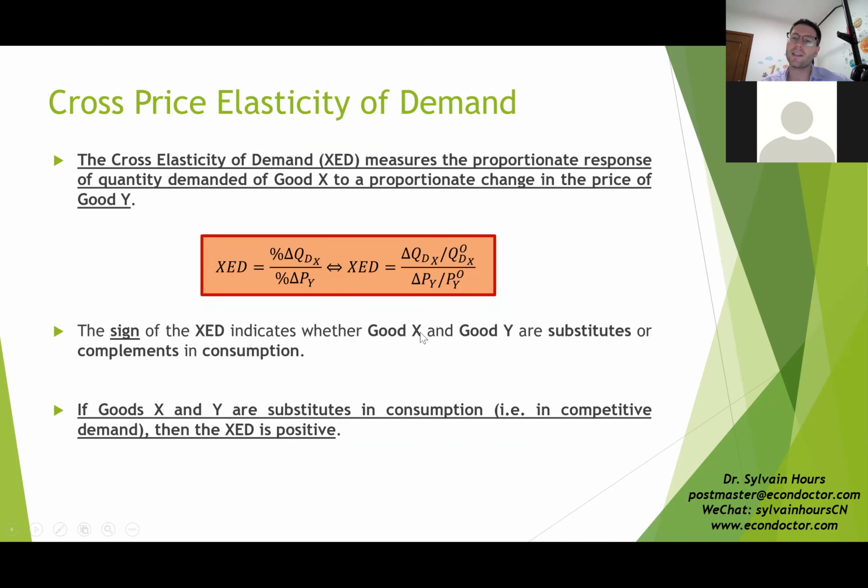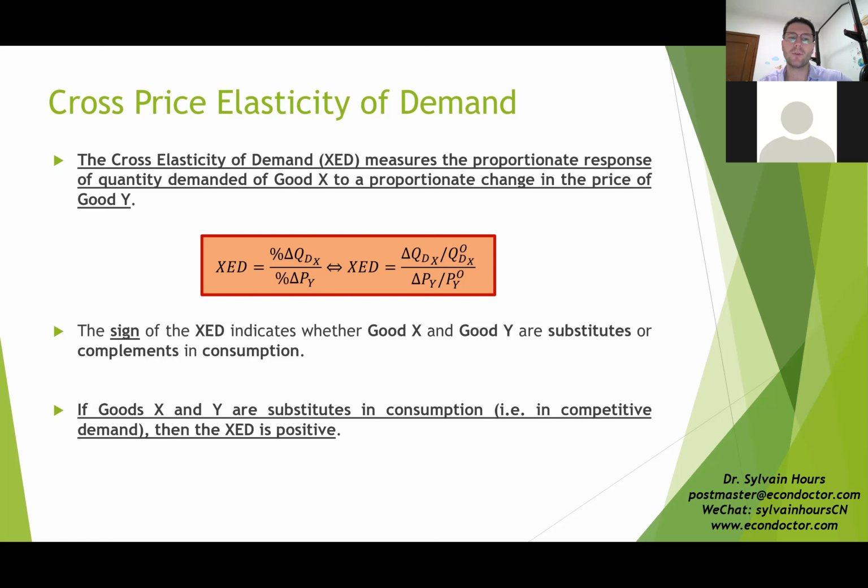And if we look at the sign of the XED, it gives us information about the relationship between the two goods. In particular, are we dealing with substitutes in consumption or complements in consumption? If it is positive, it's quite straightforward to understand. It means if you increase the price of Y, the demand for X will increase. That means that you have substitutes in consumption. You increase the price of tea, people buy less tea. Instead, they buy more coffee. Increase in price of tea, increase in demand of coffee, positive XED.